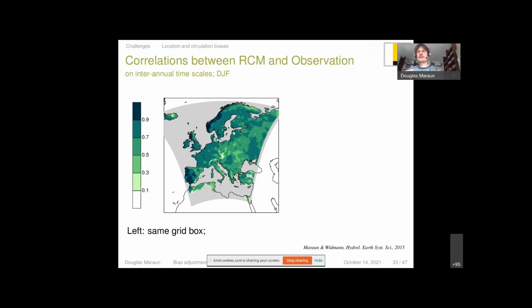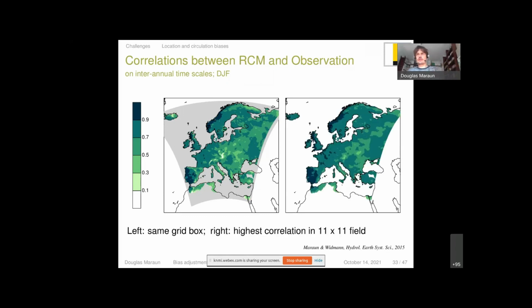But you see that in mountain regions here, the Alps and the Carpathians, the correlation is very low. It's below 0.3, and in some regions even below 0.1. And what we did then was we just searched for the highest correlation in an 11 by 11 grid box field and found always, in most regions at least, for example in the Alps, another grid box which was shifted by, let's say, 50, 70, 100 kilometers, where the model output had a much, much higher correlation with the observations.